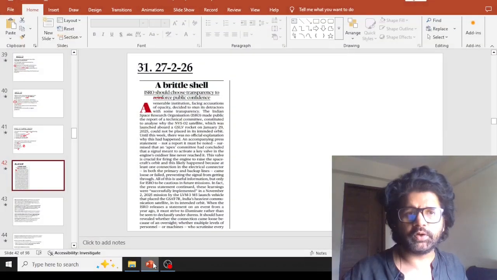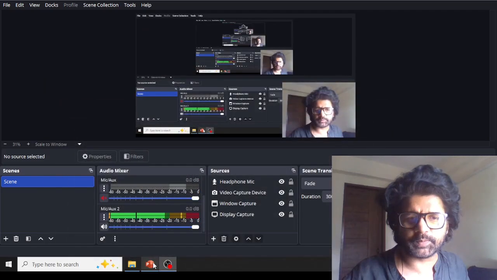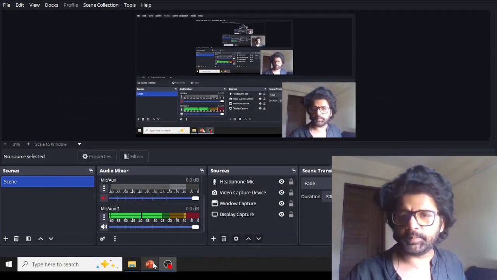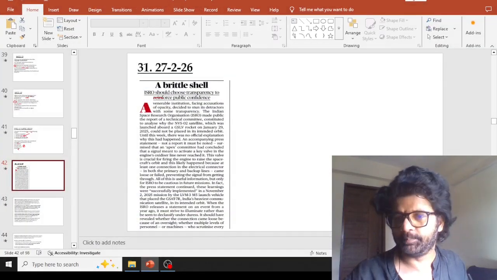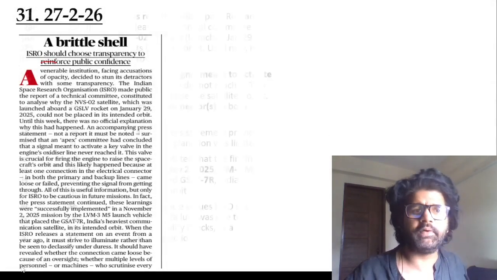So we are talking about the 31st article, published on 27th February. ISRO should choose transparency, that's fine. But here the major aspect is the difference between PSLV and GSLV, and PYQs based on that. So let's go there. What happened? Why are we talking about this article?